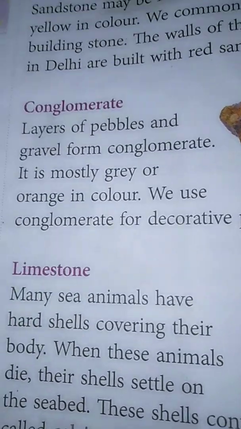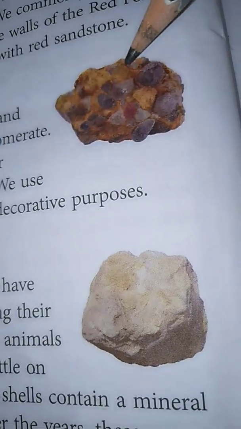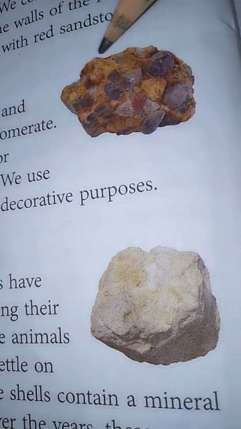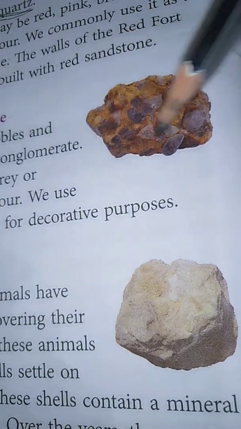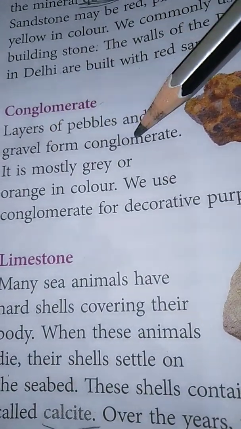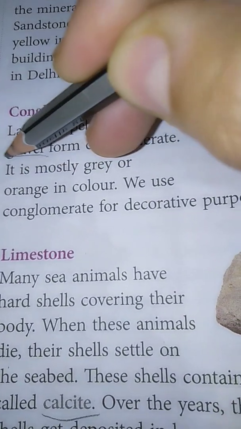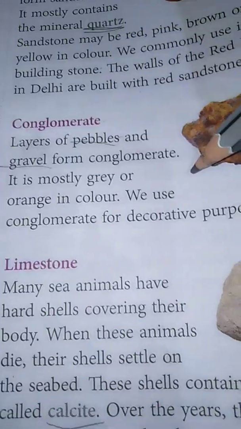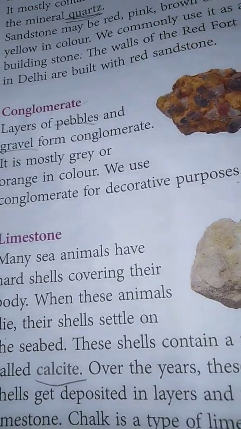Now the next type of sedimentary rock is conglomerate. You might have seen these types of designer rock pieces in the sand. Children used to collect them sometimes. So layers of pebbles and gravel form conglomerate. Small pebbles and gravel combine together to form conglomerate. It is grey, orange, and it is used for decorative purposes because it is very colorful.